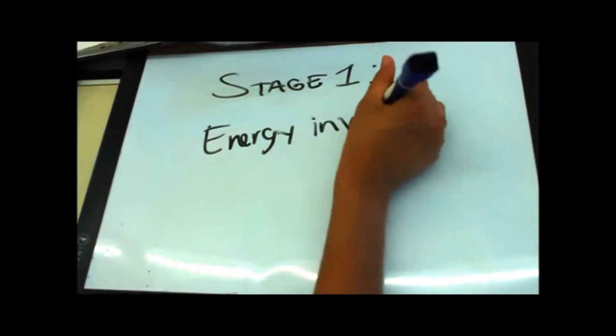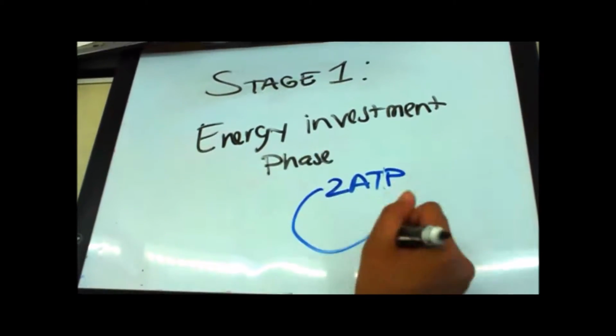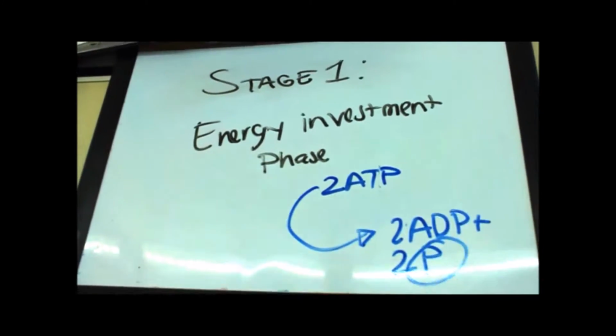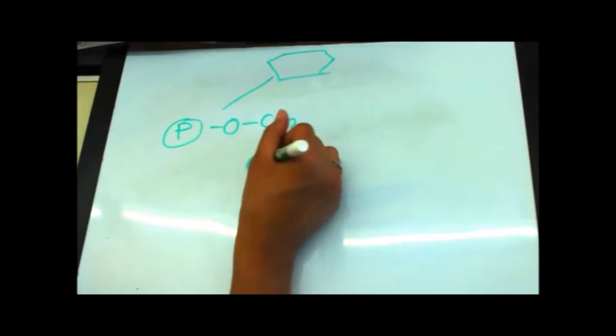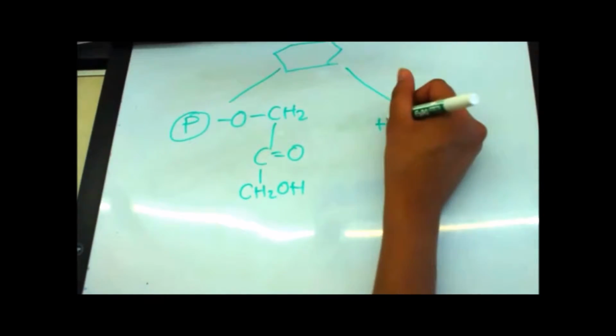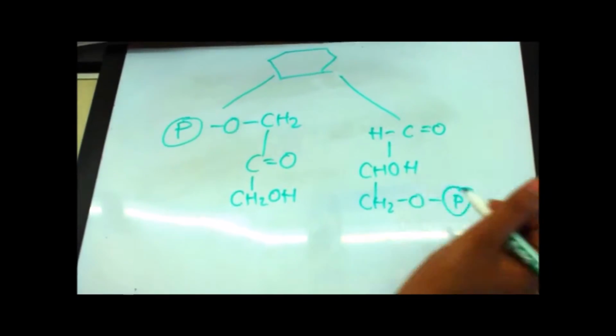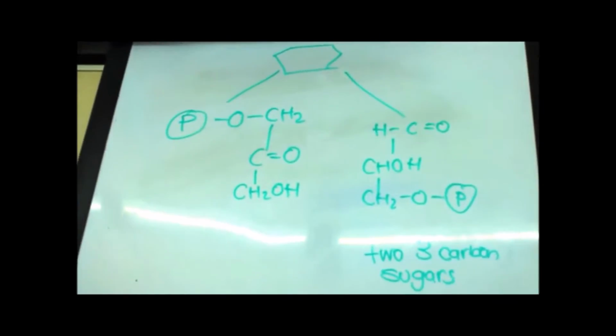Glycolysis can be subdivided into two stages, and the first one is the energy investment phase, in which two ATPs are used and converted into ADP and phosphate. So what happens is a 6-carbon glucose molecule is converted into two 3-carbon molecules by the destruction of ATP.